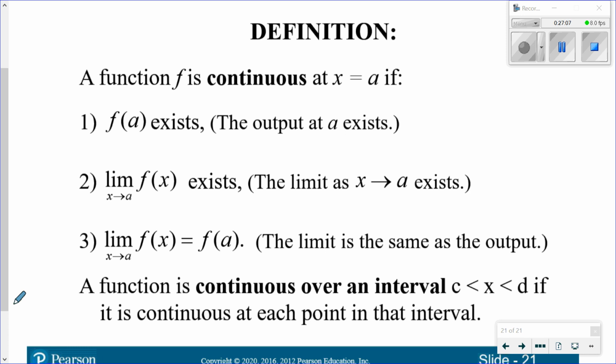Okay, so for it to be continuous at a specific point, I have to be able to plug a in and get a value. I have to be able to find the limit at that specific point, and the limit and the value when I evaluate the function have to be the same thing. Okay, and a function is continuous over a whole interval if it is continuous at each point, each a value within the interval.